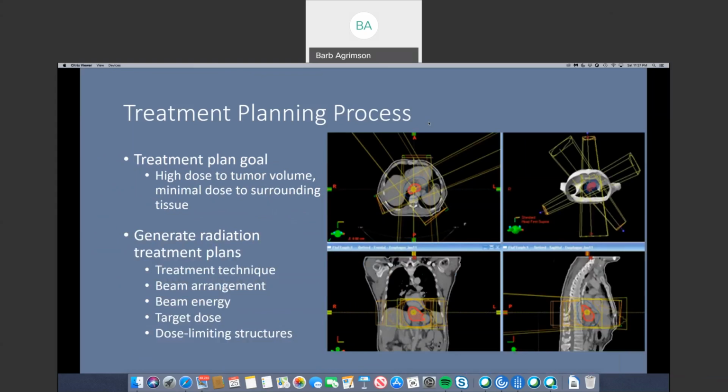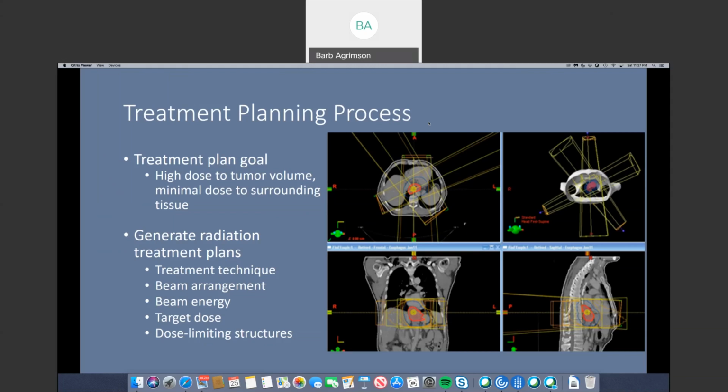So once all the contouring is approved, the actual treatment planning can then begin. The main goal in treatment planning is to deliver the prescribed dose of treatment to the target and spare the normal tissue as best as possible. With that goal in mind, the dosimetrist will need to decide on the treatment technique that they're going to start with. Is it going to be complex? Is it going to be pretty basic?